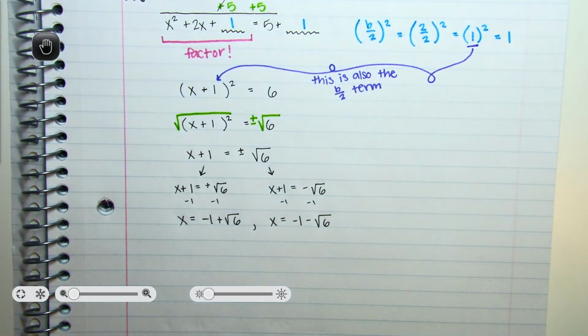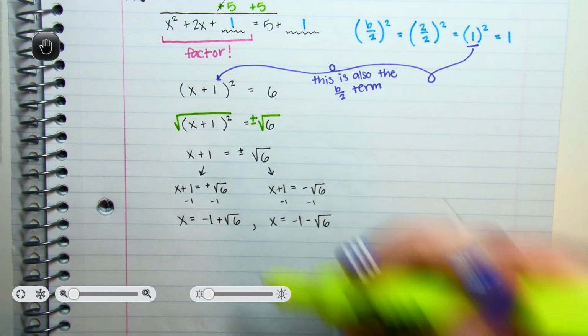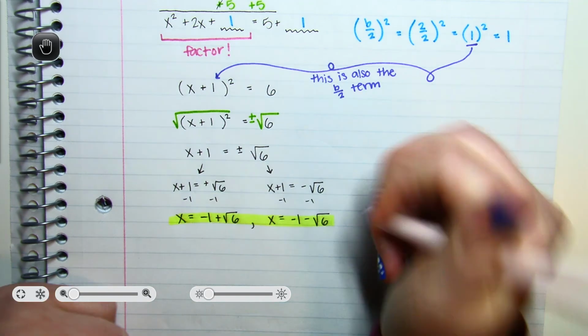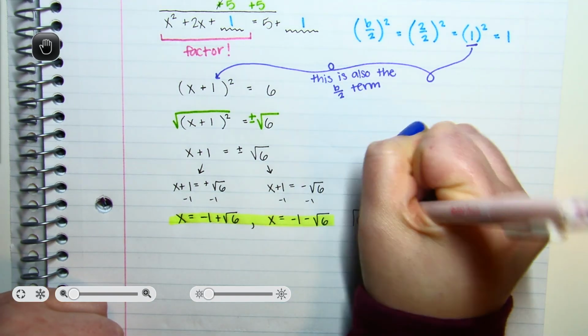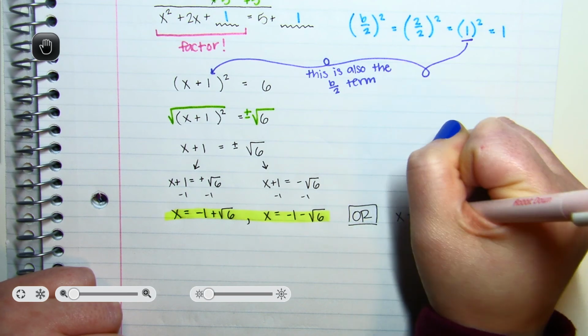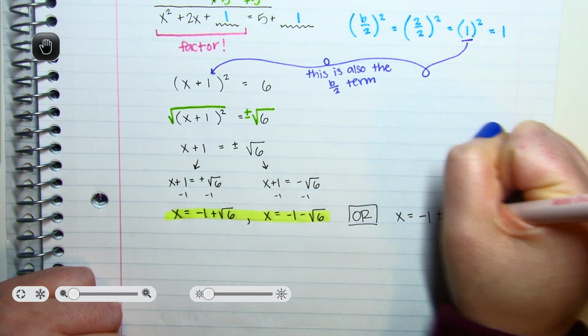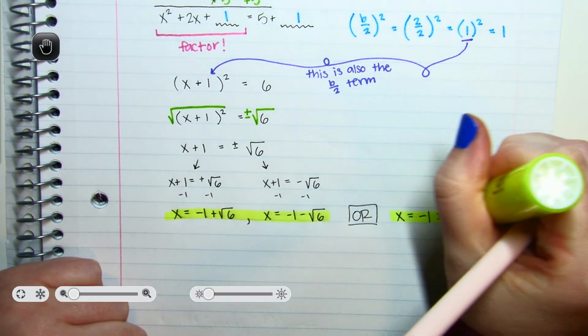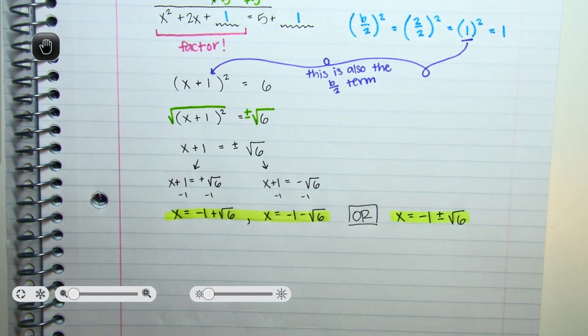So you can either write your answer like that, or the way I personally prefer to write my answer, I'm going to put a big old or, is just to write it as x equals -1 plus or minus rad 6. I personally prefer writing it like the second option, but it is totally acceptable to write it either way.